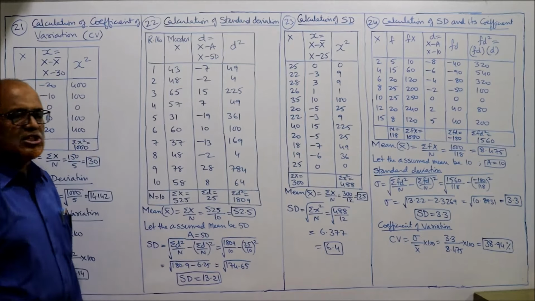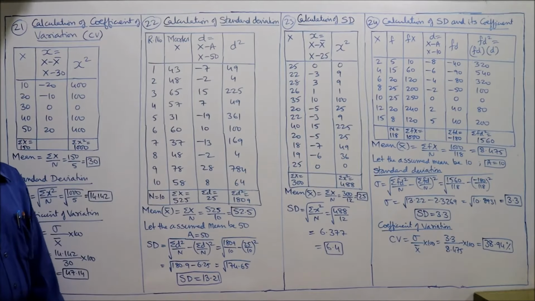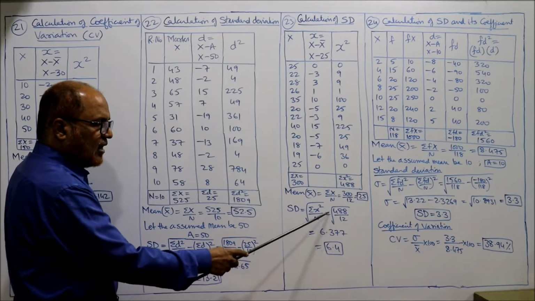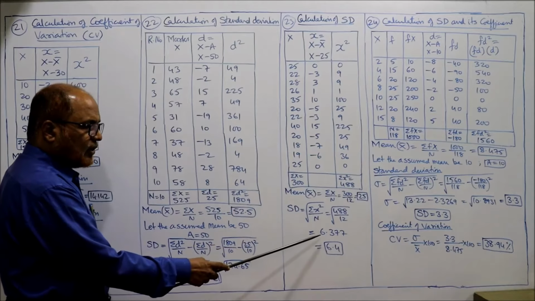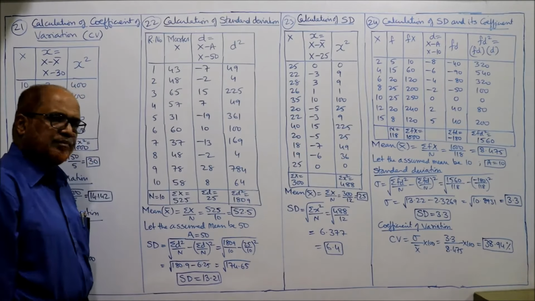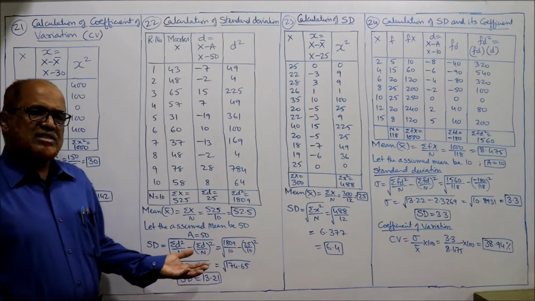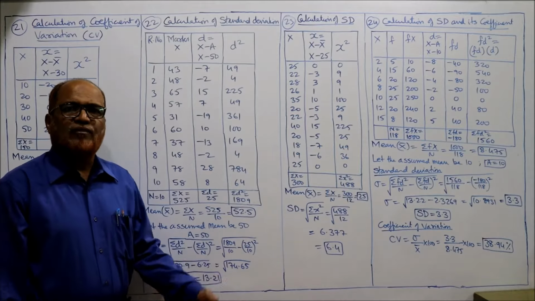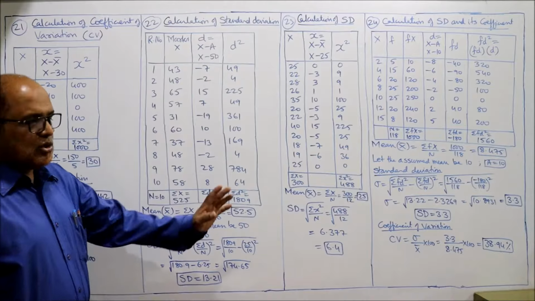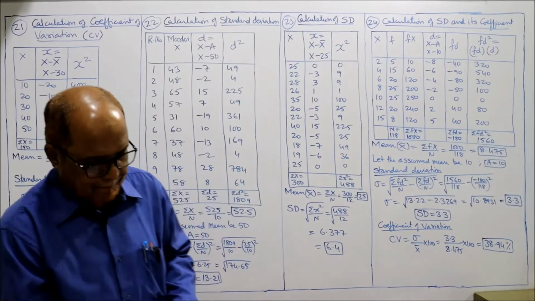Now simply we substitute in the formula of standard deviation, square root of summation x square by n. 488 divided by 12 under root. So after root we are getting 6.377 or we can write 6.4. 6.377 भी लिख सकते हैं या round off करके 6.4 भी बना सकते हैं. That's not an issue.